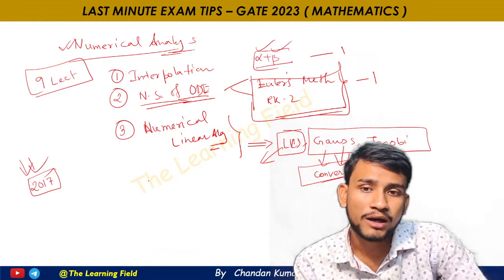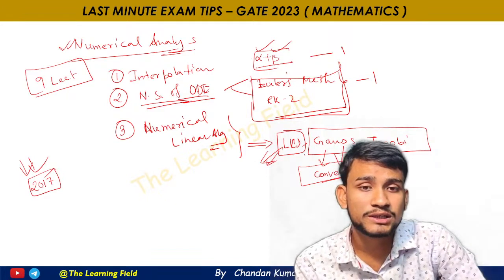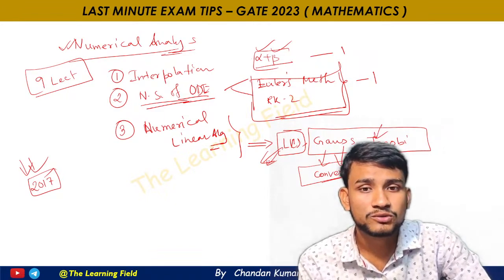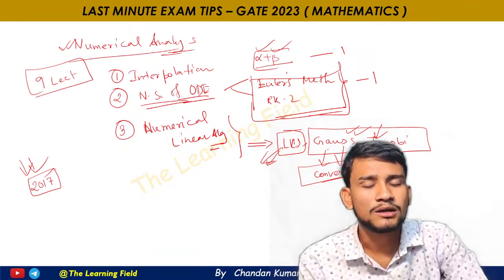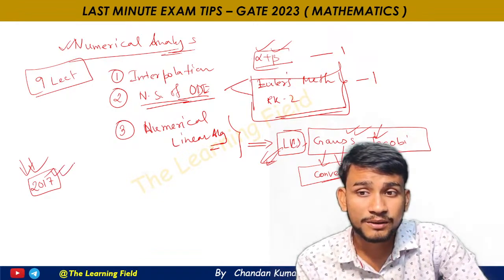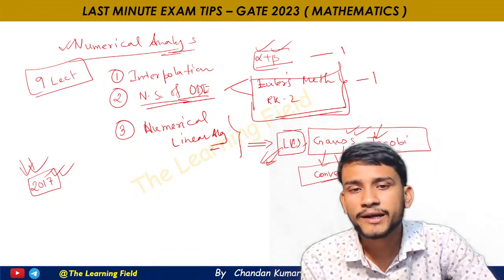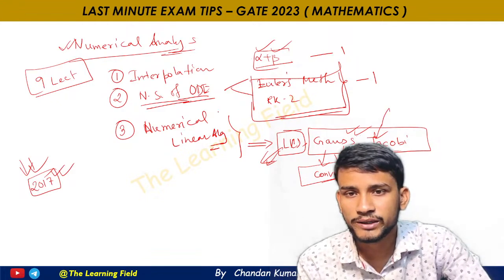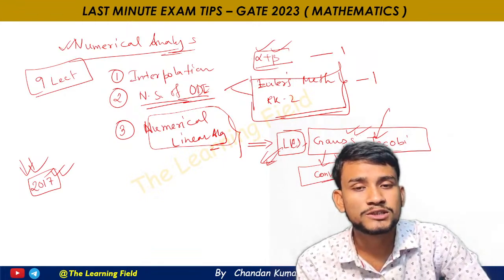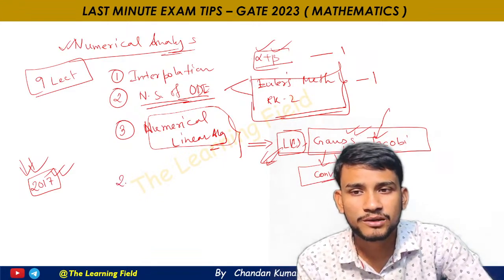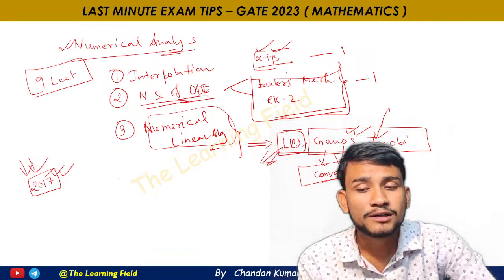If questions come from LU decomposition and the Jacobi iteration scheme, I will definitely recommend you to see the lectures on these two topics, and the lectures on this paper, the 2017 paper. I am not able to take classes on numerical linear algebra, so sorry for that. You must revise these two topics and see the question papers. Just see the previous year question papers of numerical analysis, and very carefully see the solutions.